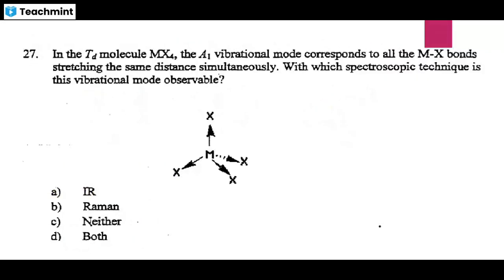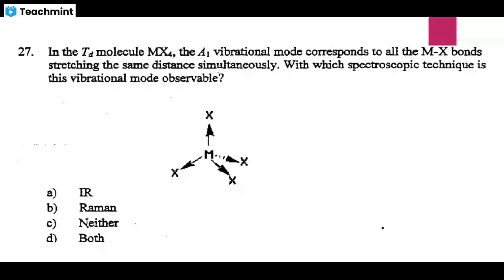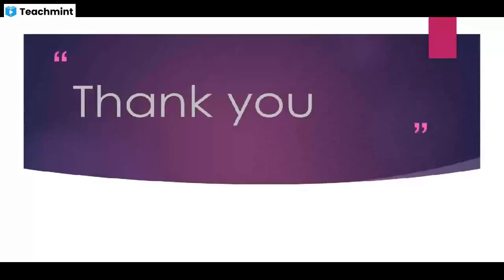Is this IR active or Raman active? There is no slide now, I think. So this is a tetrahedral molecule MX4. The A1 vibrational mode corresponds to all the M-X bonds stretching the same distance simultaneously. With which spectroscopy technique is this vibrational mode observable? You find the answer by yourself, so it will be interesting. I know the answer. Okay, thank you.